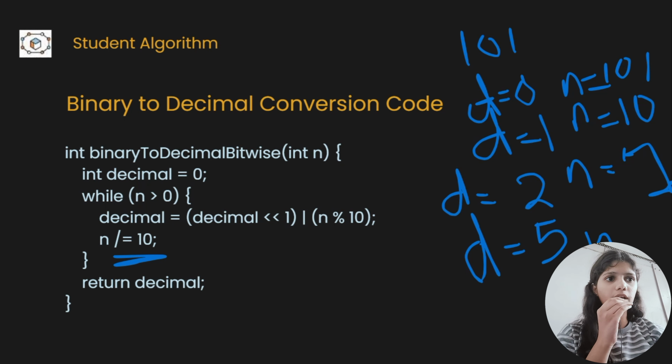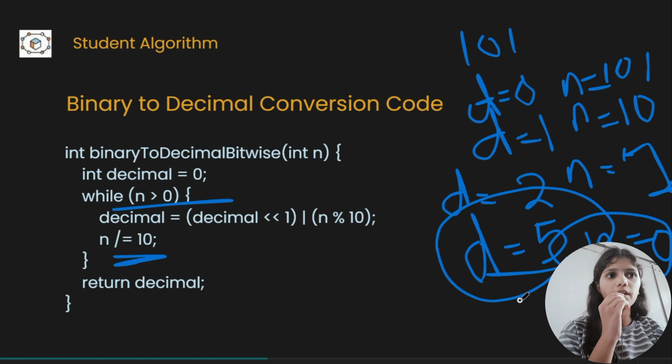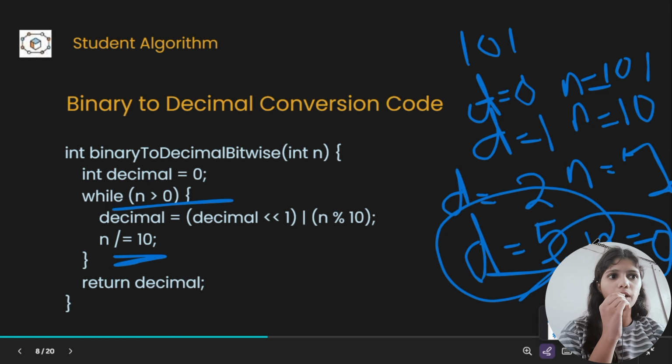Now n should be divided by 10, right? So then n is equal to 0. This loop will be running while n is greater than 0. So now here n became 0, therefore the loop will stop, and after that we will be returning the decimal value. So therefore the decimal value will be equal to 5. So this is the simple code that we have written.